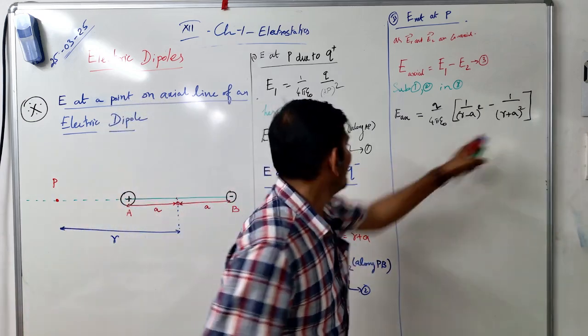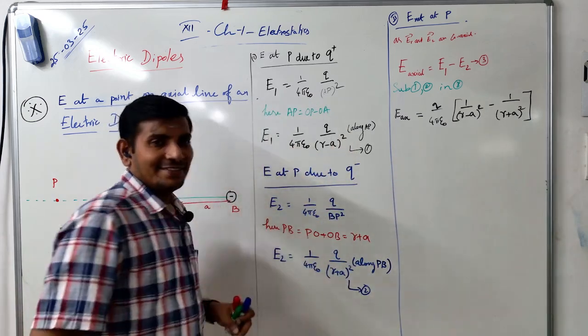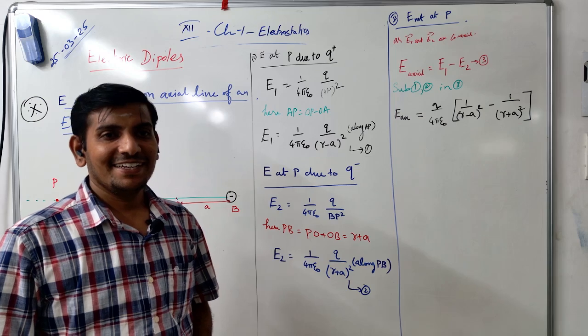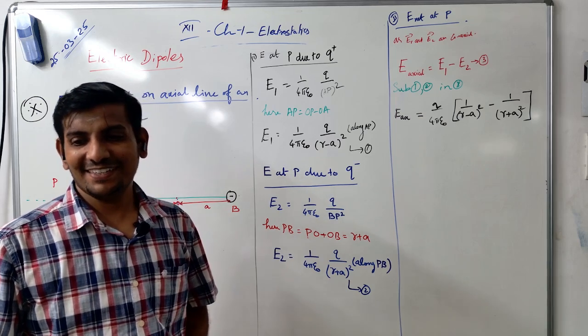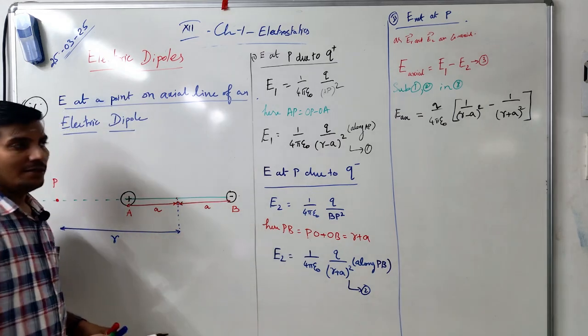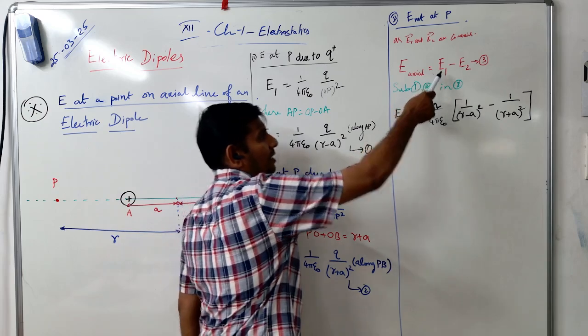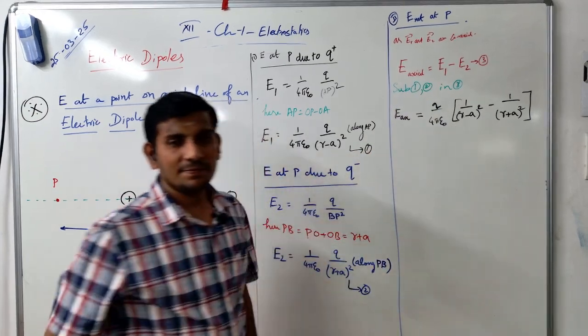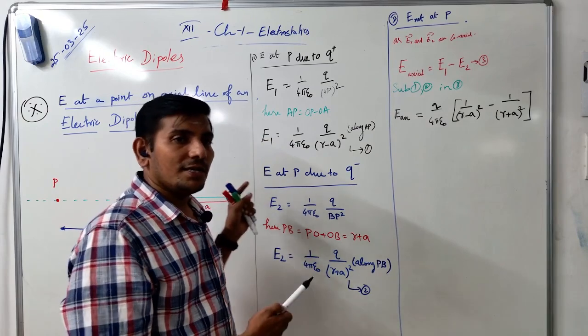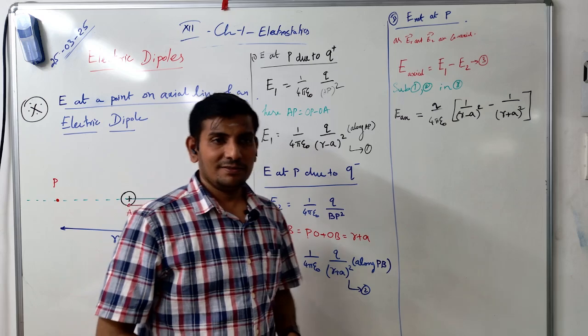If the point comes to this side, won't the distance decrease? Then the same equation will come, right? So no matter whether you take the charge at this point or at this point, this equation may vary, but this will remain the same, because the distances vary. For the first charge it is longer, for the second charge it is shorter. Got it?